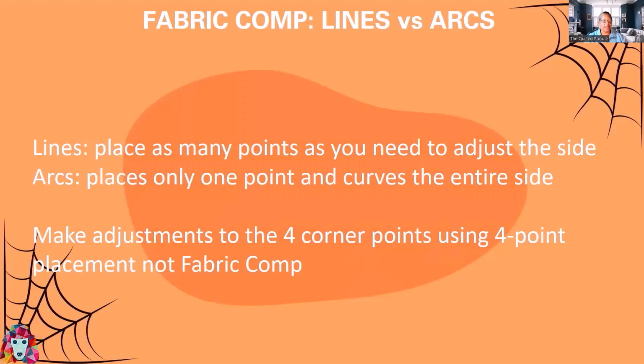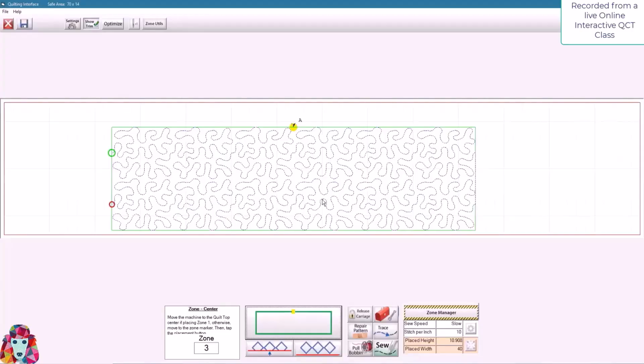If you use fabric comp, what's the difference between lines versus arcs? So lines will place as many points as you need to adjust the side. Arcs only place one point and it creates a curve. So let me give you a quick example. I'm going to use this design that's already up. So let's see.